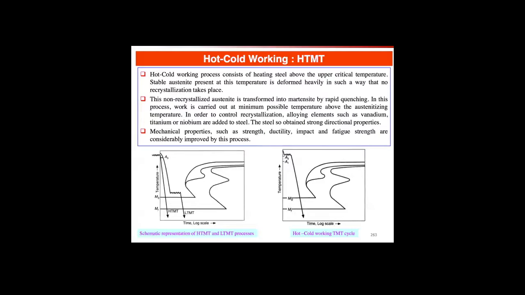So the idea here is we want to deform in such a way, unlike controlled rolling, where we don't recrystallize, right? So our deformed, our pancaked but not recrystallized austenite then forms martensite, right? And so what is this going to do, right?